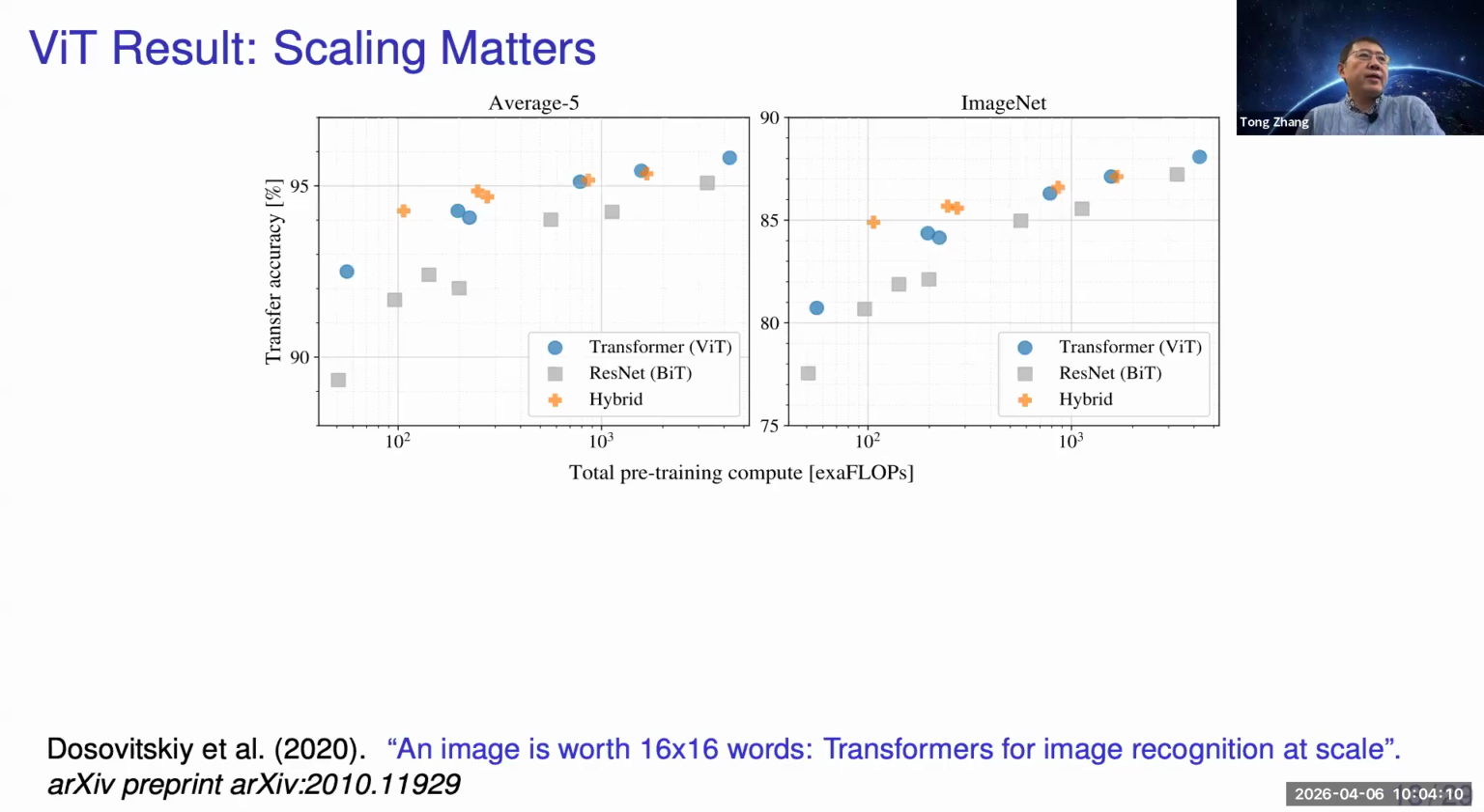ViT result scaling. This is another plot, which is aligned with FLOPs to compare. Again, you just say this one has advantages: ResNet is lower, this one is higher, with better performance. The performance result is basically compared with FLOPs. They also talk a little bit about the hybrid.